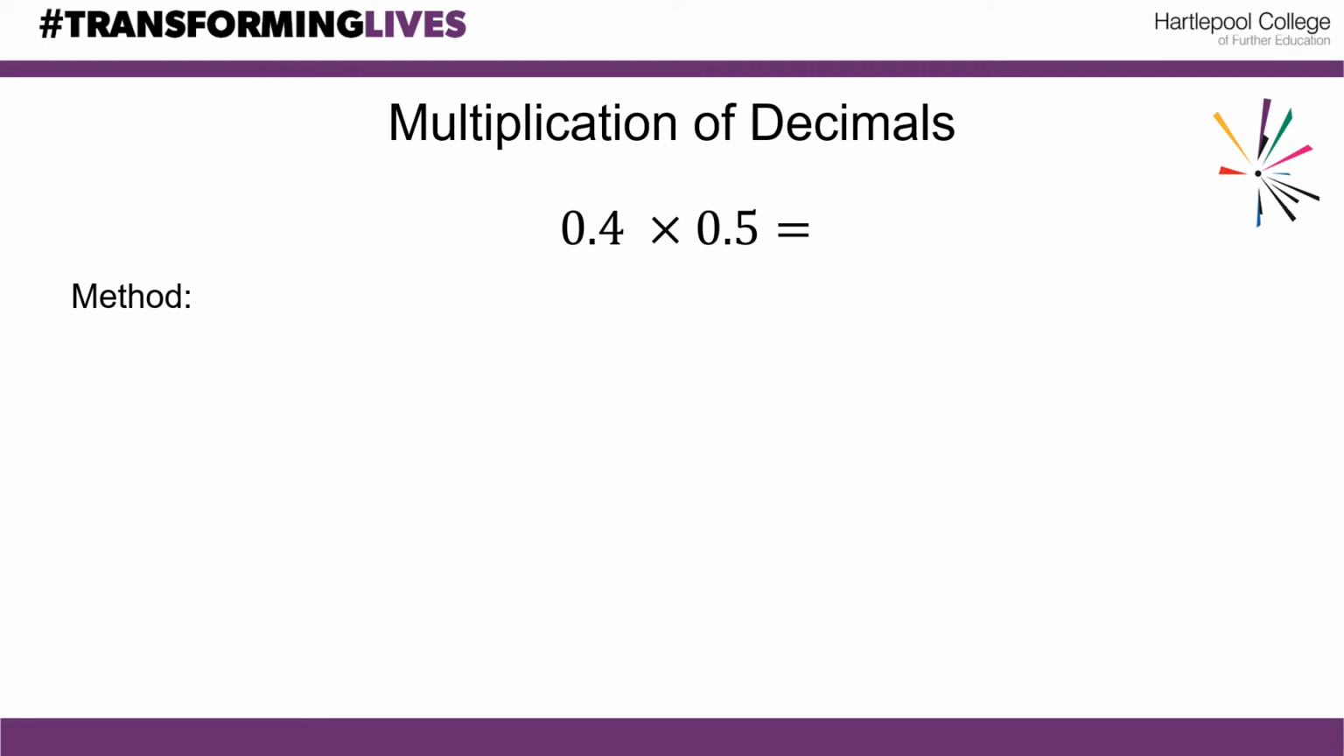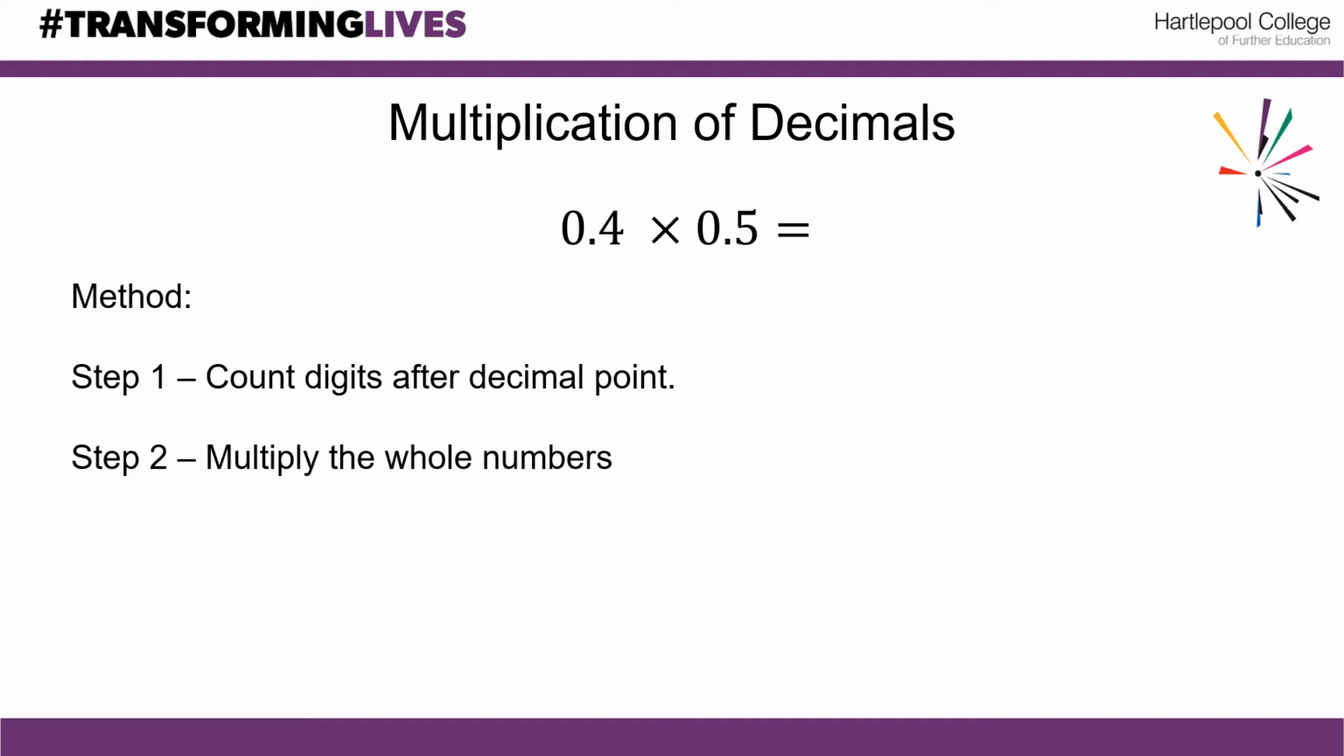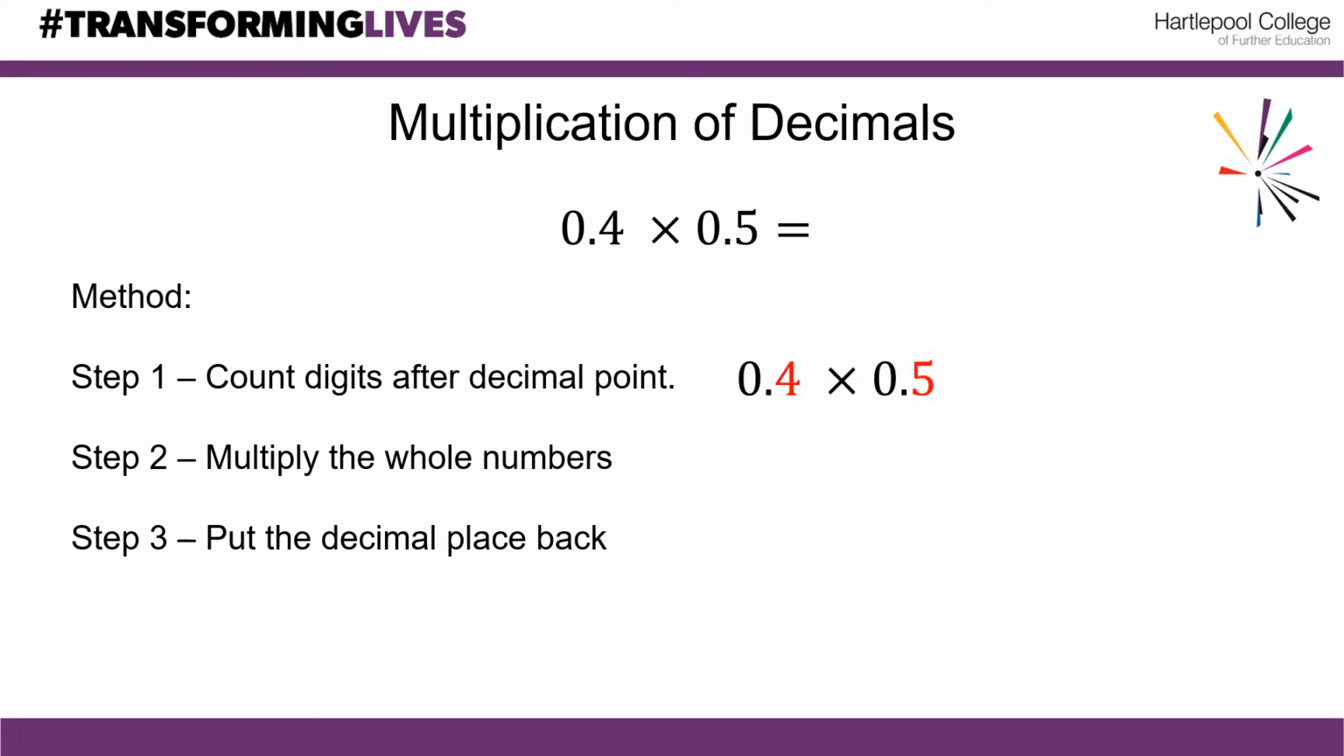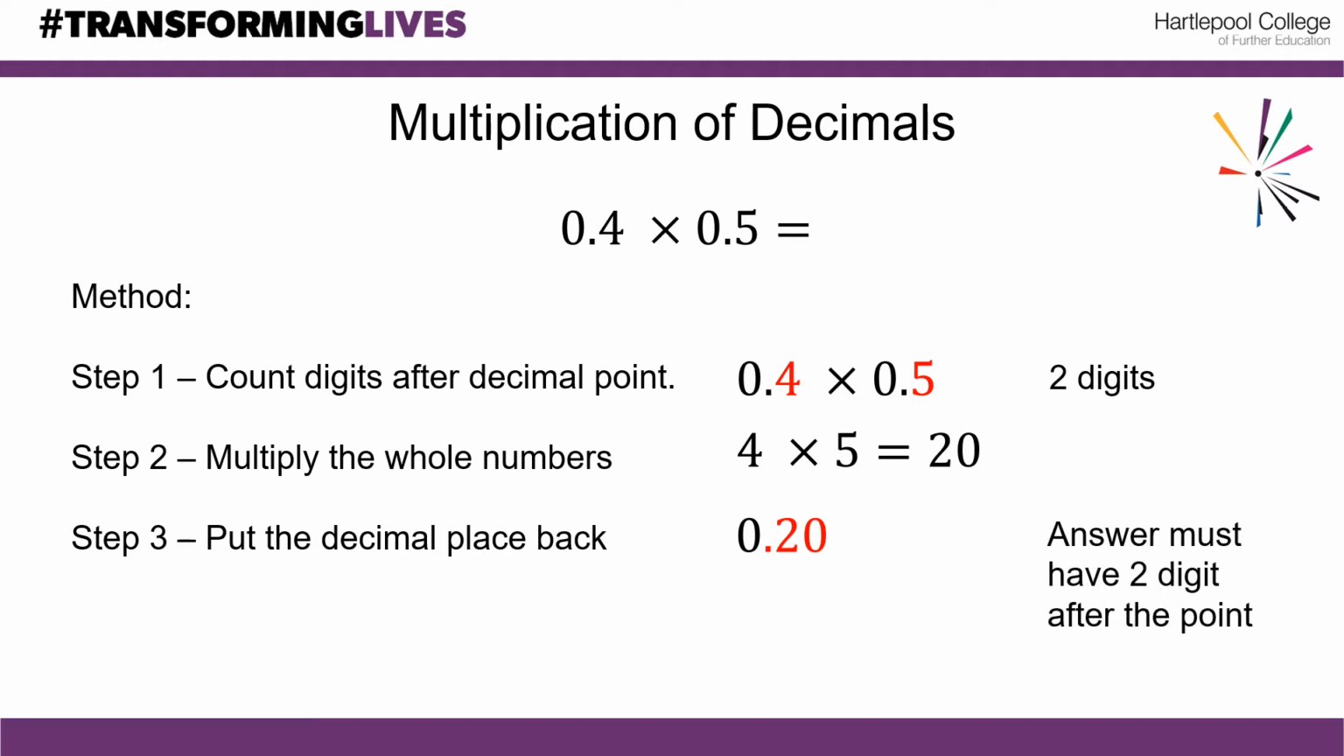Right, so here's the next one. We've got 0.4 times 0.5. Remember the method. We're going to count the digits after the decimal point. Then we're going to multiply the whole numbers together, and then we're going to put the decimal place back in. So first off, I've got the 4 and the 5, so that's 2 digits in total after the decimal point, so 2 digits. I'm going to multiply the whole numbers together, so that's 4 times 5 is 20, and then I'm going to put the decimal place back in, so my answer needs 2 digits, so 0.20, which you can of course simplify to just 0.2. You can miss off the trailing 0.